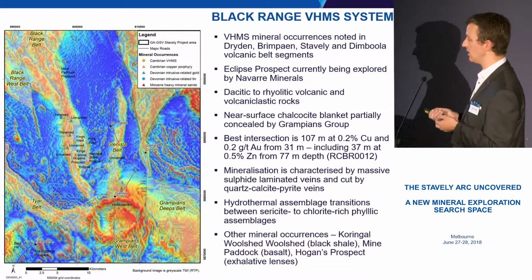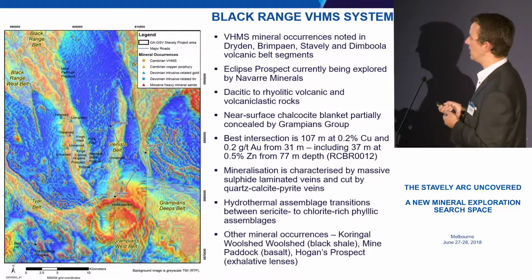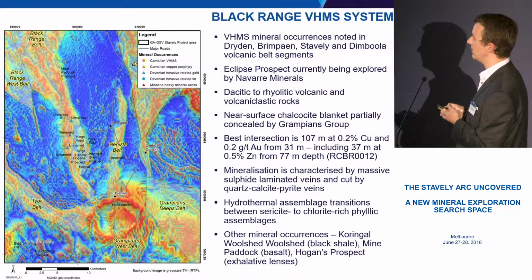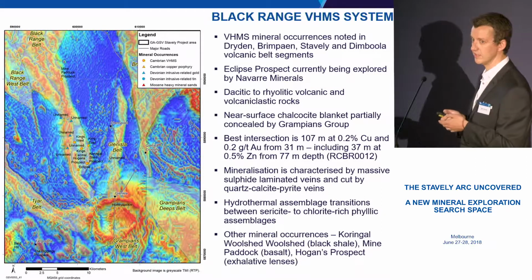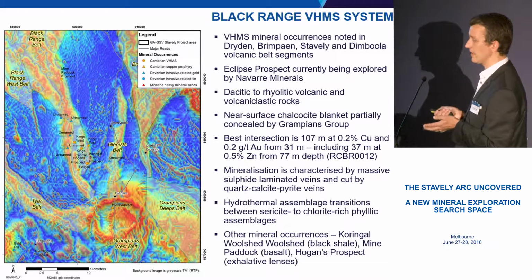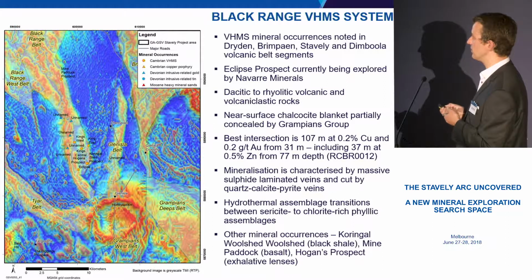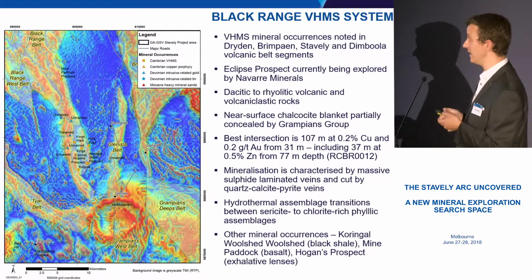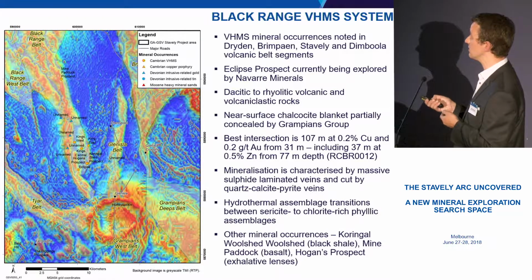And we've got a transition of the hydrothermal assemblage between sericite and chlorite-rich phyllic alteration assemblages. In this area as well, there seems to be a north-northwest trend, so again, parallel to the margins of the belt, where there's a series of other deposits with similar characteristics, such as the Coringa Woolshed, so good they named it twice, that's hosted in black shale, the Mine Paddock prospect, which is hosted in basalt, and Hogan's prospect, which is lead, zinc, barium exhalative lenses in volcaniclastic rocks.